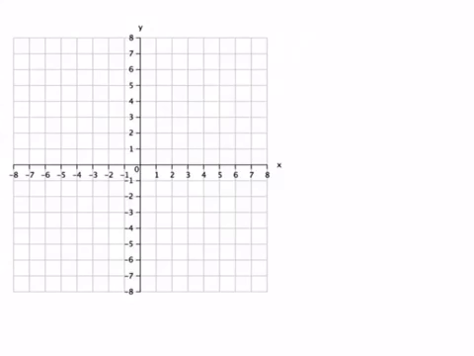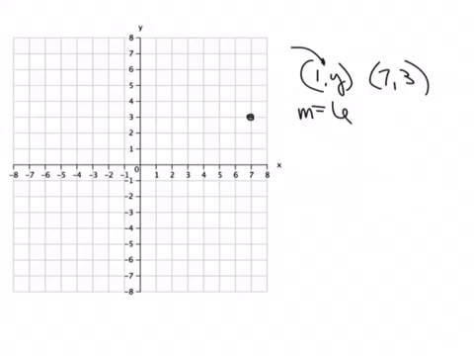Find y if the line through (1, y) and (7, 3) has a slope of 6. Okay, so we're going to graph that. I have no idea where (1, y) is, but I do know where (7, 3) is, and I'm supposed to find the y value. So I have (1, y) and (7, 3), and they're asking me to find the y value given that my slope is 6.